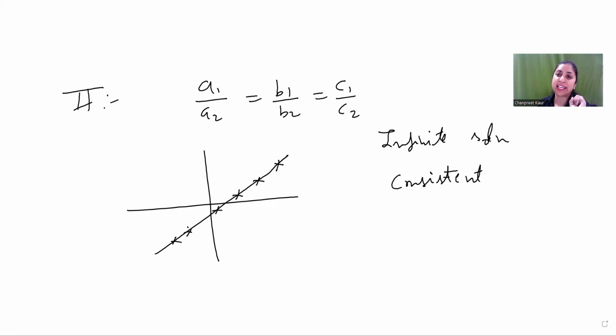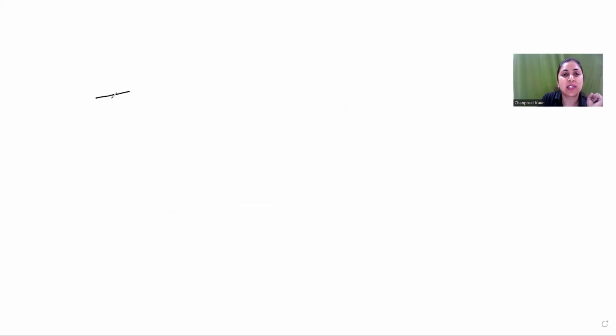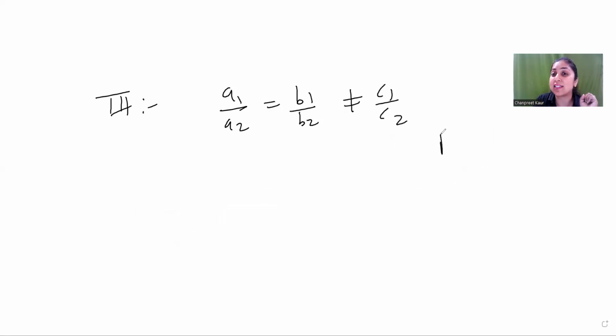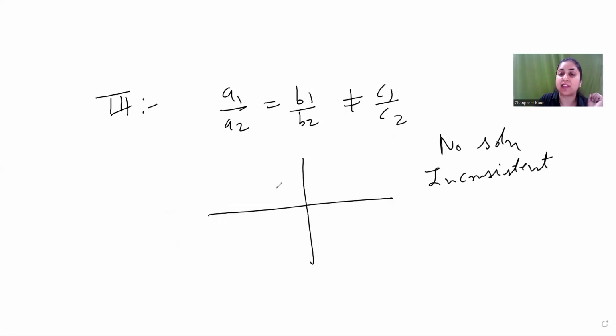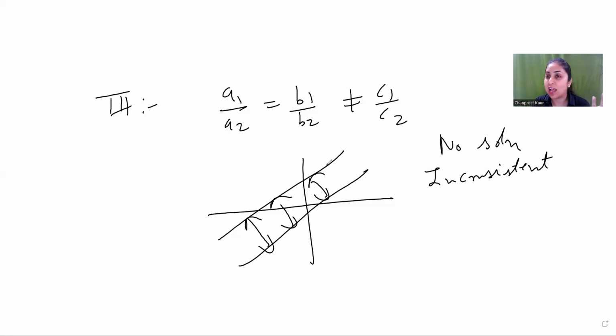So let us move to case 3 very quickly. Case 3 says if a1 upon a2 is equal to b1 upon b2 not equal to c1 upon c2, then the system will have no solution. Obviously, the system is inconsistent. If I plot it on a graph, then I'm going to have parallel lines, because parallel lines meet nowhere. So the system will have no solution at all.